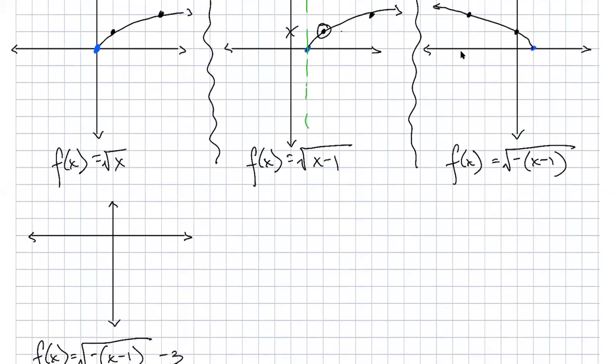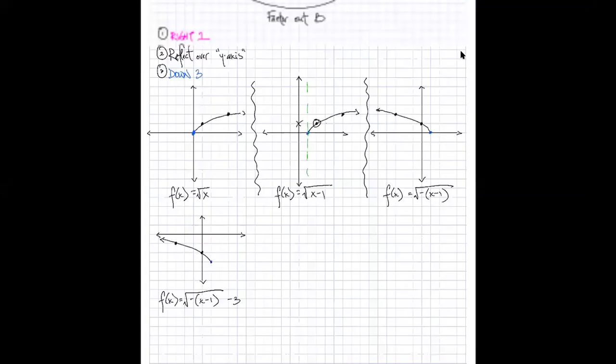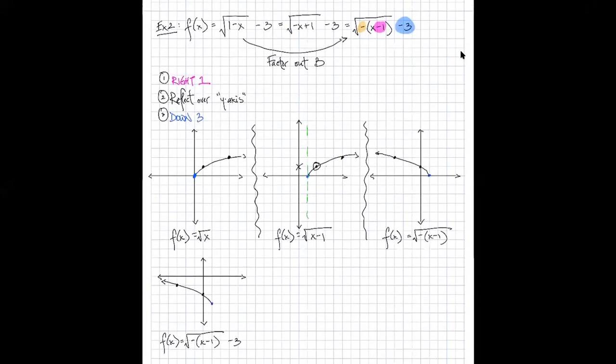So let's see what we have. 1, 2, 3. This one comes down 3, and this one comes down 3. All right. So we've got our equation. We remembered to factor out our b, and then we're able to take it step by step to see what's happening to get our final picture. Okay?